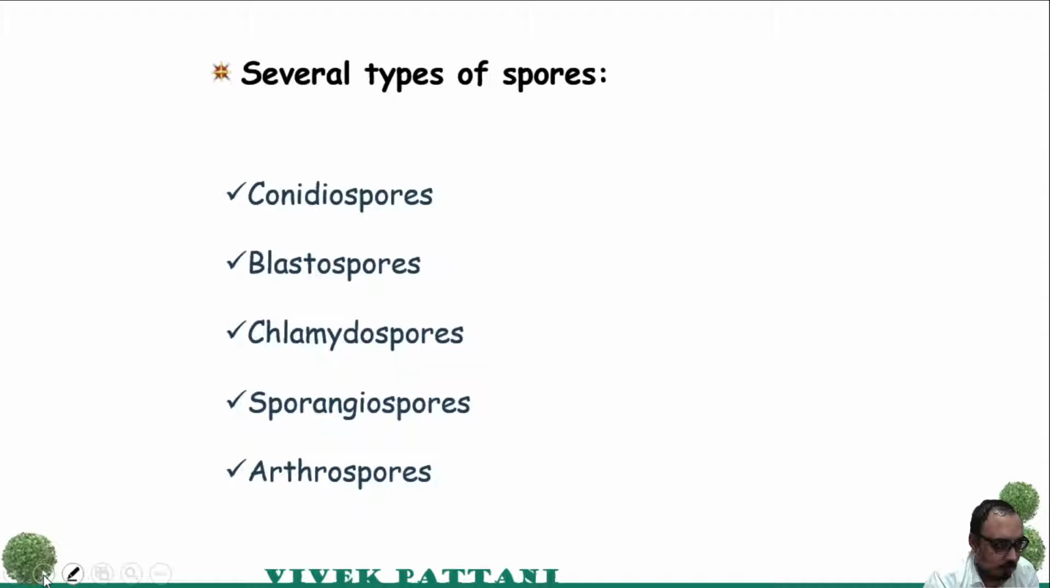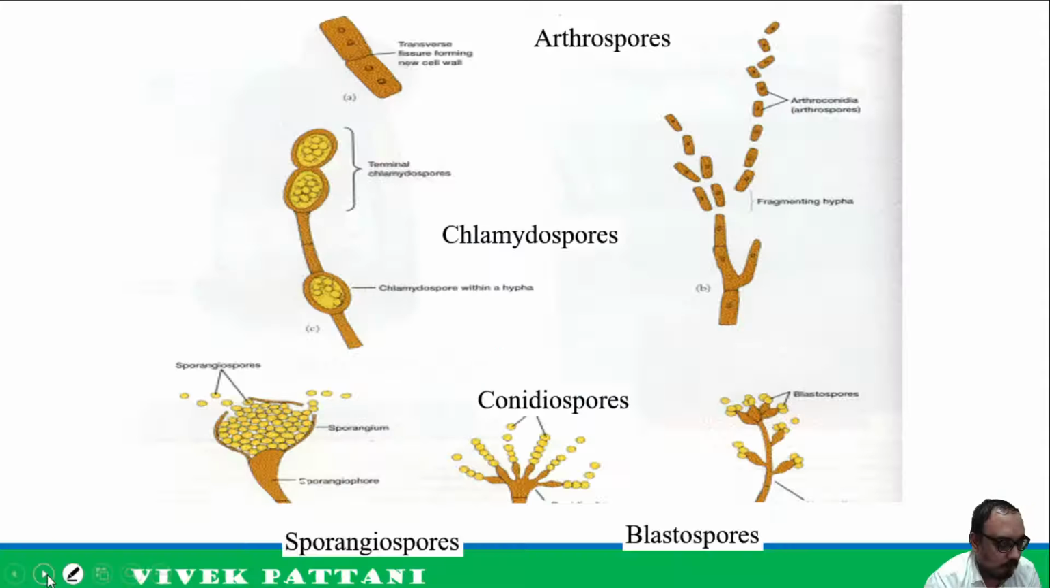Okay, so there are several types of spores in different types of fungi species: conidiospores, blastospores, chlamydiospores, sporangiospores, and arthrospores. Okay, now moving forward.